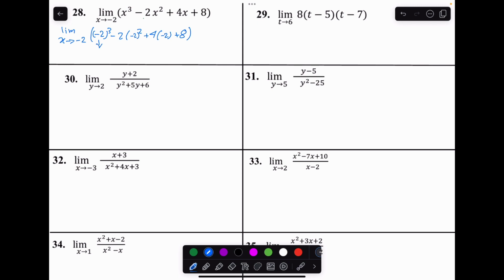Negative 2 cubed is equal to negative 8 because it's an odd power, so the negative stays. Negative 2 squared is equal to 4 because the power is even, and negative 2 is multiplied by positive 4, so it's equal to negative 8.